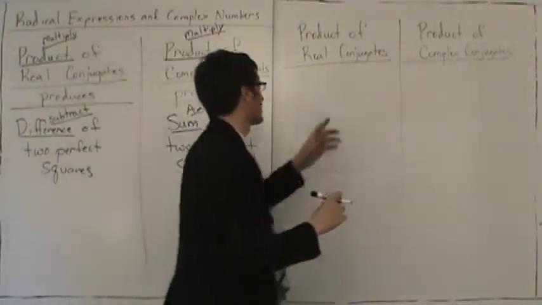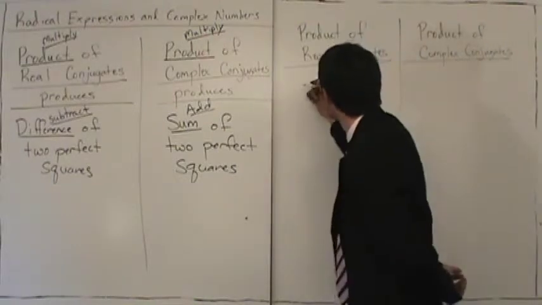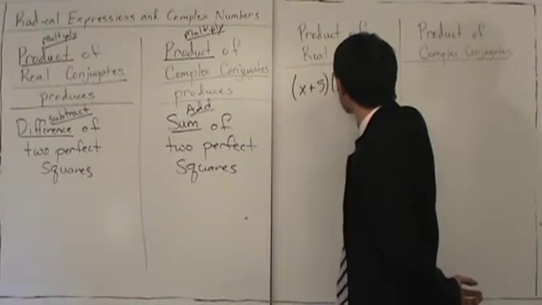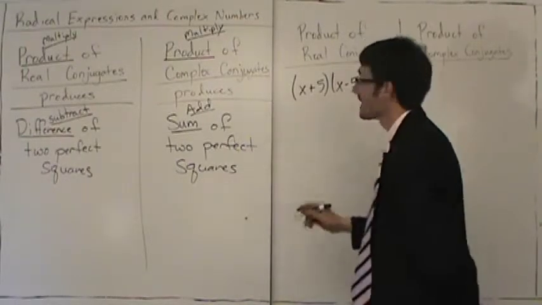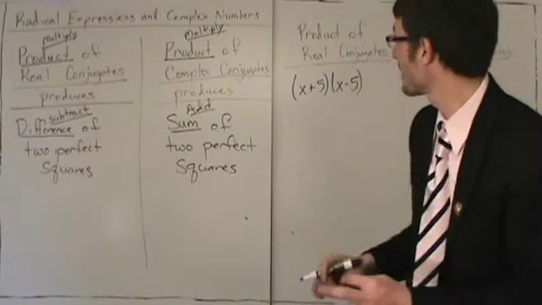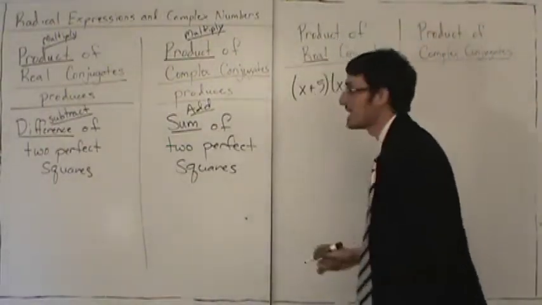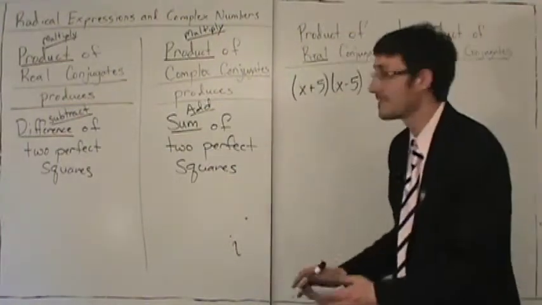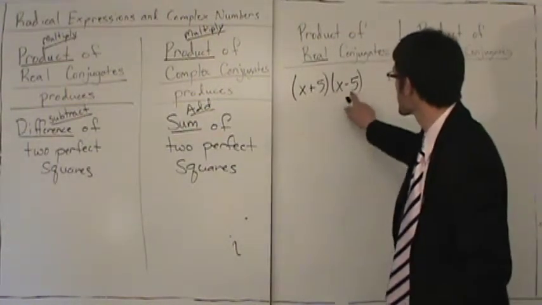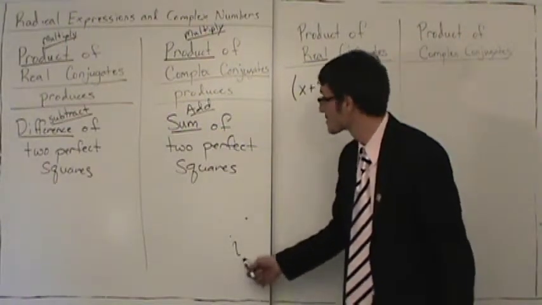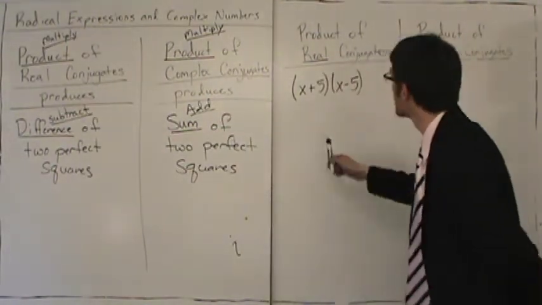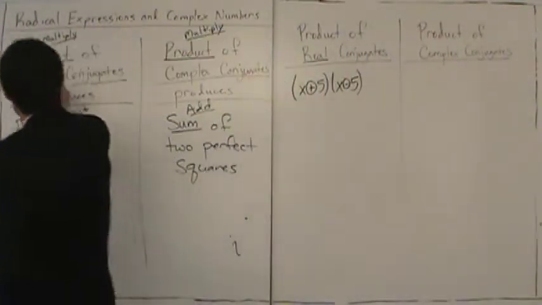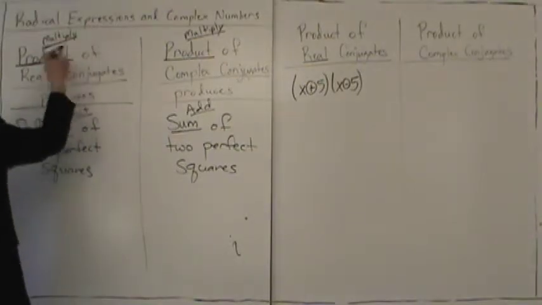Now, let's look. Product of real conjugates. I'm going to give you a quick example. If I say here, x plus 5 times x minus 5, notice we have real conjugates on the board. Real, at this point, you can think of as meaning there is no I, or no imaginary unit in the binomials. So we see x plus 5, x minus 5, there is no I. I is going to refer to complex. Now, we see conjugates because these have opposite middle signs. Also, notice, we have a product or multiplication of real conjugates.